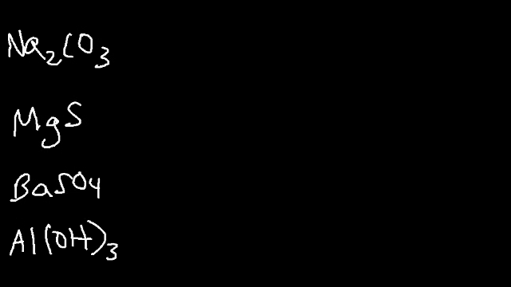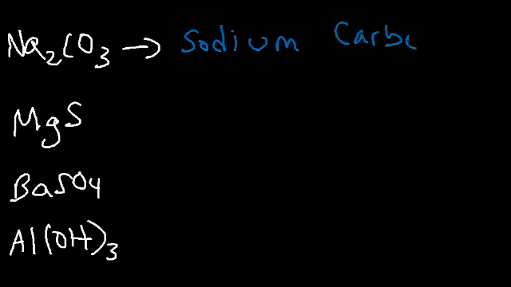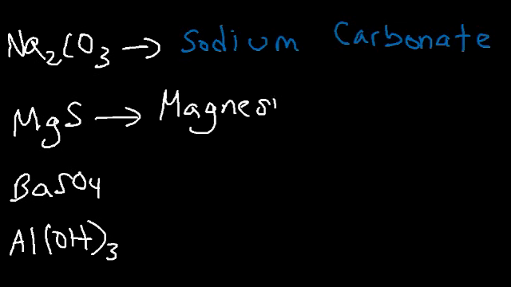So what's the first one? The first element, Na, is called sodium, and CO3 is the carbonate polyatomic ion. So this is called sodium carbonate. For the second one, Mg is magnesium, and we simply have S, which is a monatomic ion, so it's going to end in -ide, so it's magnesium sulfide.